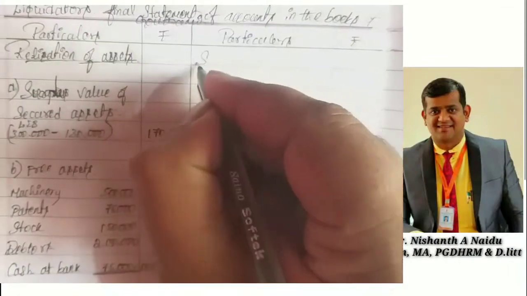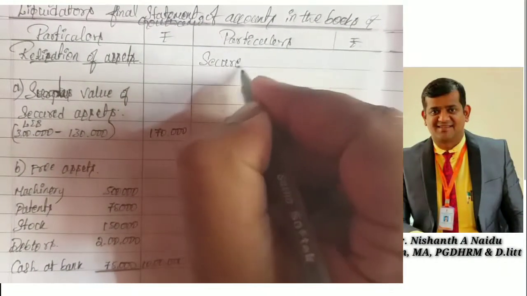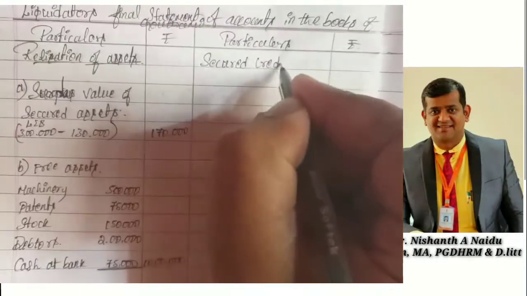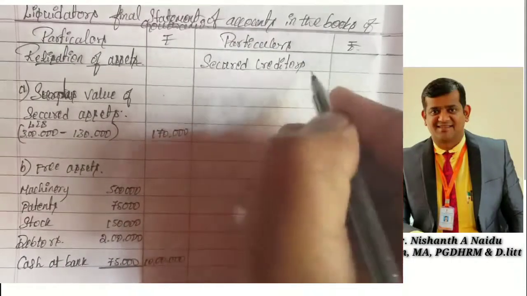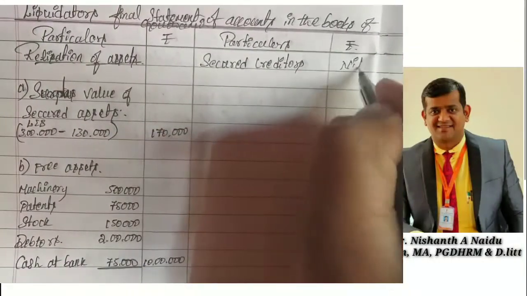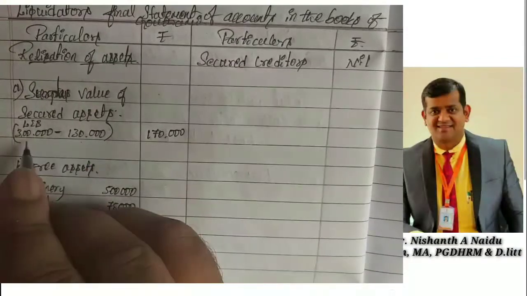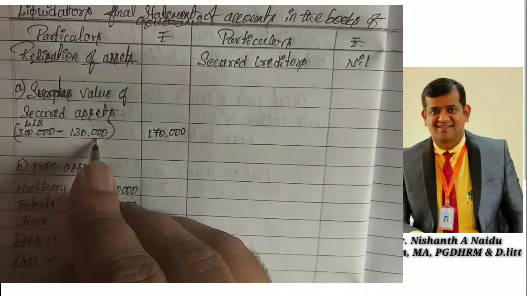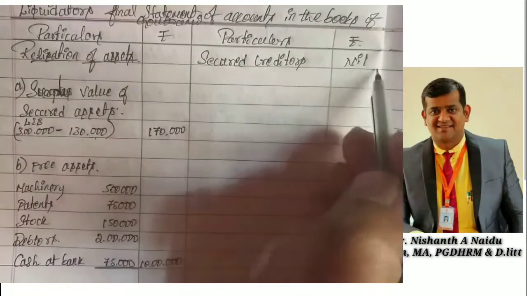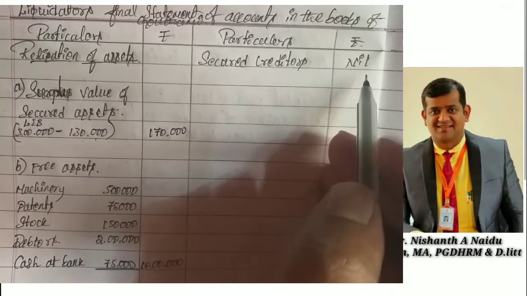So first item always we write what? Secured creditors. So how much are you going to write? Nil. Why nil? Already we have paid out of 3 lakh rupees, 1,30,000 has been cleared. So it has been cleared. So it is nil. Okay.